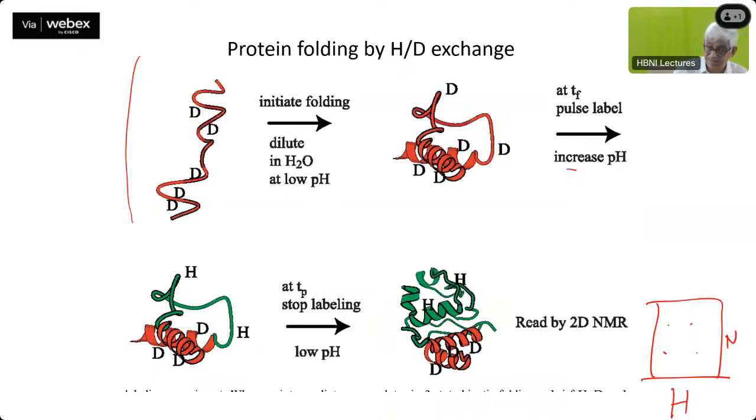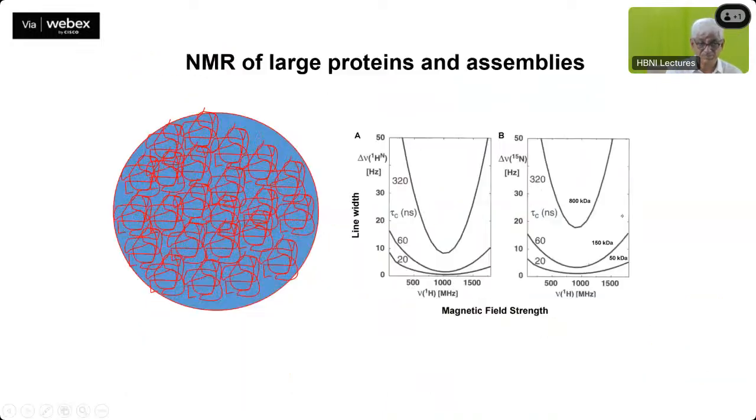In other words, if you change this TP, then more of this will be labeled. Then you monitor again. Therefore, you do it as a function of TP here, and more and more residues will get labeled, and you can monitor those. The stepwise folding of the protein also you can monitor in this manner. Okay, so much for protein folding.